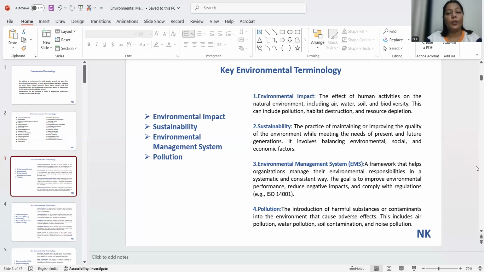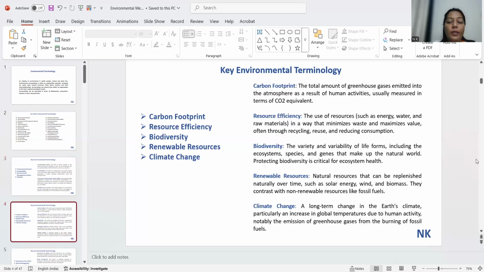The next point is pollution. Pollution is the introduction of harmful substances or contaminants into the environment that can cause adverse effects, and this includes air pollution, water pollution, soil contamination, and noise pollution. Next is the carbon footprint. Carbon footprint is the total amount of greenhouse gases emitted into the atmosphere as a result of human activity, usually measured in terms of CO2 equivalent.